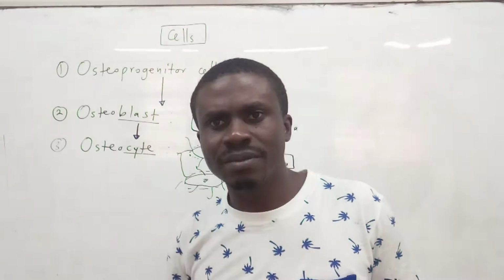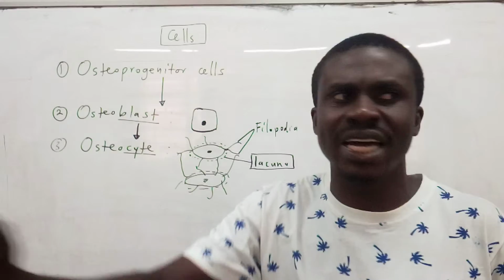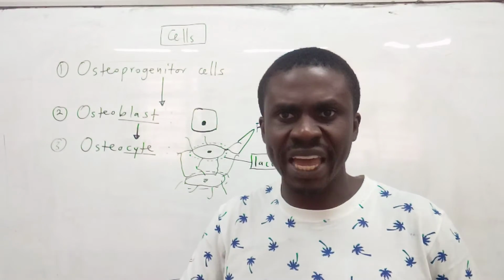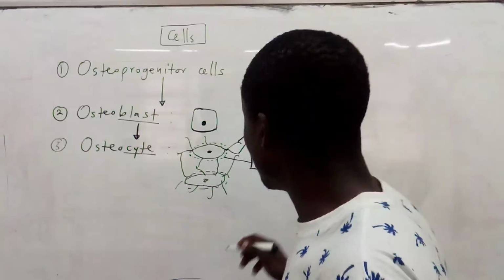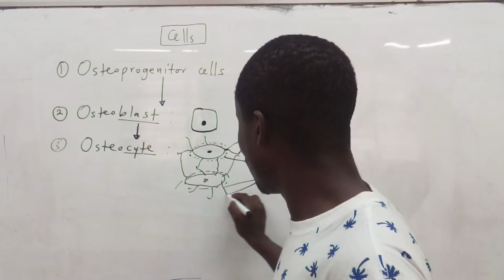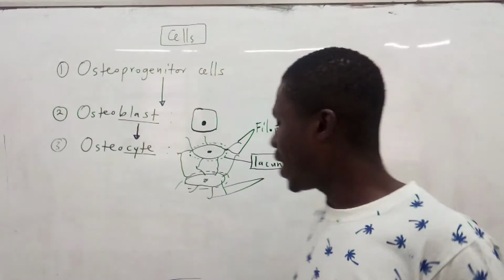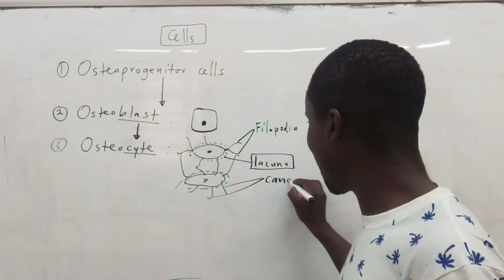And so that communication means that these processes will have to run through some little channels, so that communication will be possible. Now, those little communicating channels, which these filopodia or cytoplasmic processes will pass through, are something we call canaliculi.